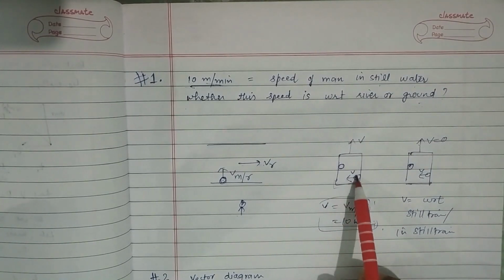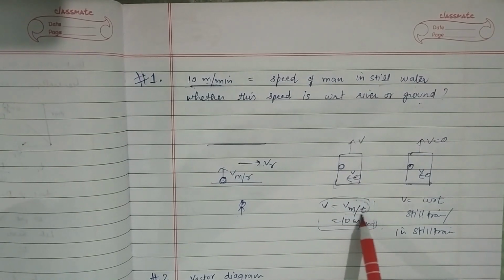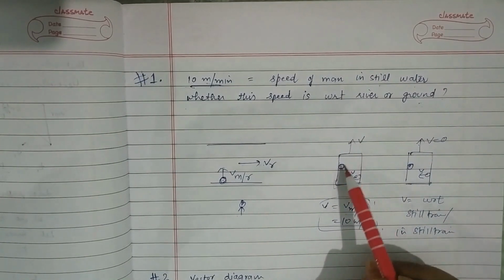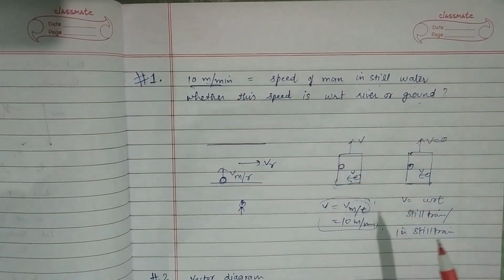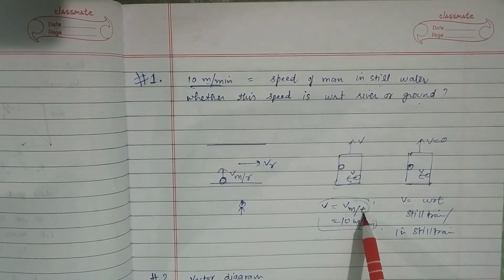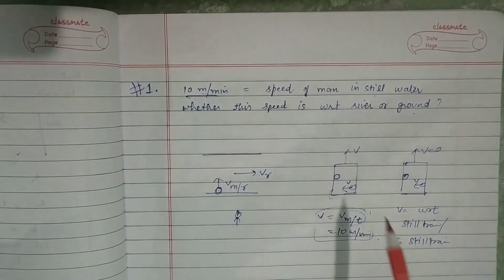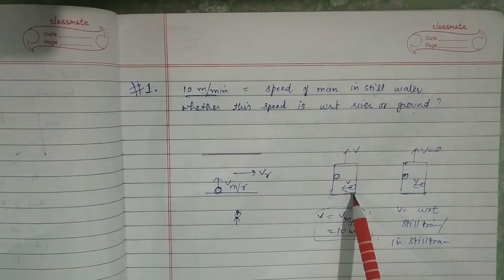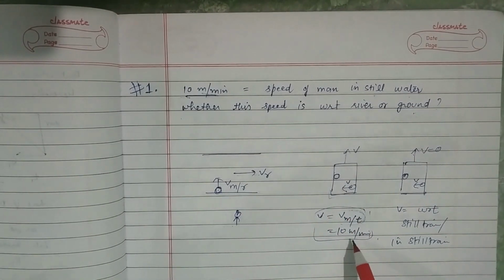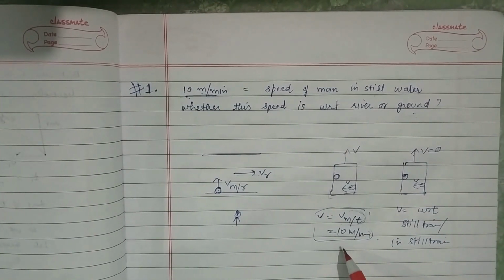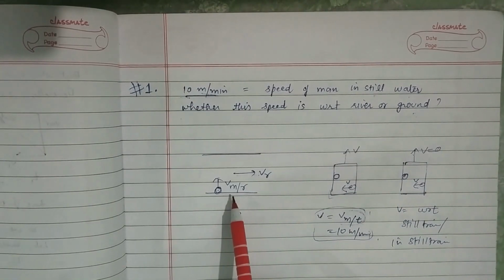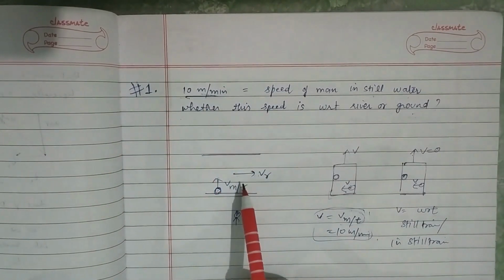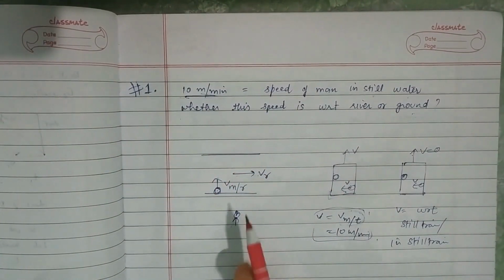This person is also observing this velocity as 10 meter per minute only. So we can say that this velocity is velocity of man with respect to train, because this man is sitting in the train moving with the velocity of v. In this case 10 meter per minute is the velocity that the other passenger is observing. So 10 meter per minute is nothing but the velocity of man with respect to train. But this is the velocity in still train as well. So in our case as well, the velocity of man in still water is nothing but the velocity of man with respect to the river, the moving river.